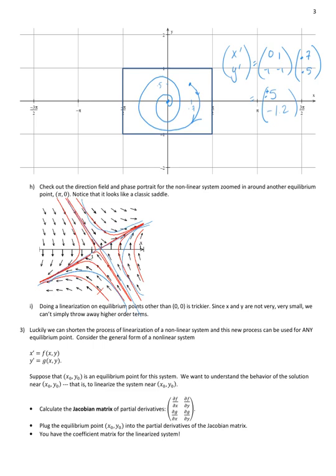If we have x prime and y prime equaling functions of x and y, and x naught, y naught is an equilibrium point, if you want to understand the behavior of the solution near x naught, y naught, we're going to linearize the system by calculating the Jacobian matrix of partial derivatives. So the partial of f with respect to x and the partial of f with respect to y, then the partial of g with respect to x and the partial of g with respect to y. You plug the equilibrium point x naught, y naught into the partial derivatives, and that is the coefficient matrix for the linearized system.